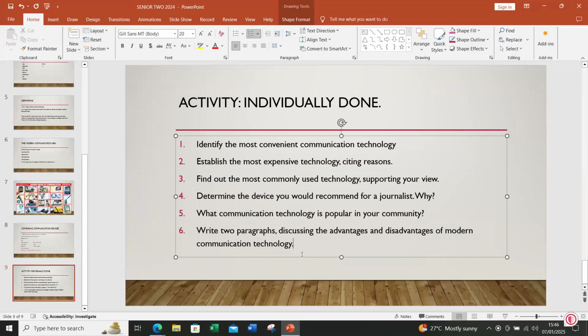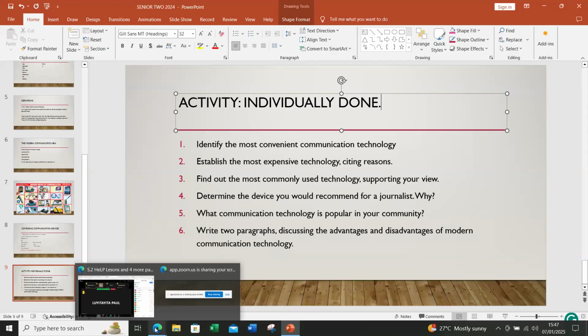I want you to start by writing only 2 paragraphs, only 2, about the disadvantages and advantages of modern communication technology. So those are your questions. For the first 5, I expect you to have short answers. Just write short answers. If you have 1 word, 2 words, those are okay. For the paragraphs, I expect you to write enough work. Yes. Have we all got the work? Yeah. All right, all right.